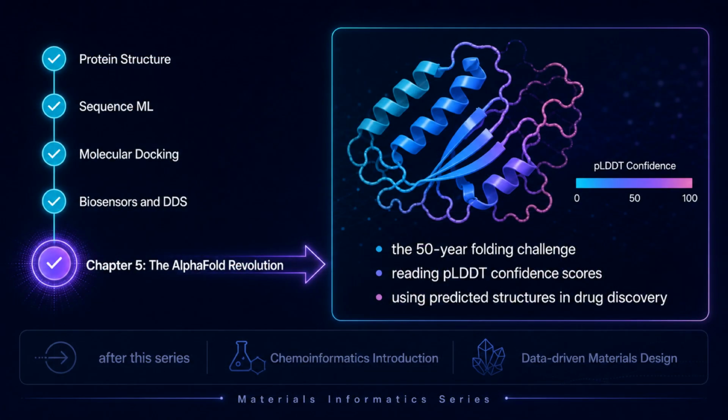So far, you've learned protein structure analysis, sequence-based machine learning, molecular docking, and biomaterial design. One chapter remains. In Chapter 5, we'll tell the story of AlphaFold, the AI system that cracked protein structure prediction, and you'll learn to download, score, and analyze its predictions yourself. After that, consider the bioinformatics-introduction for small molecule analysis, or data-driven materials design for broader materials informatics.